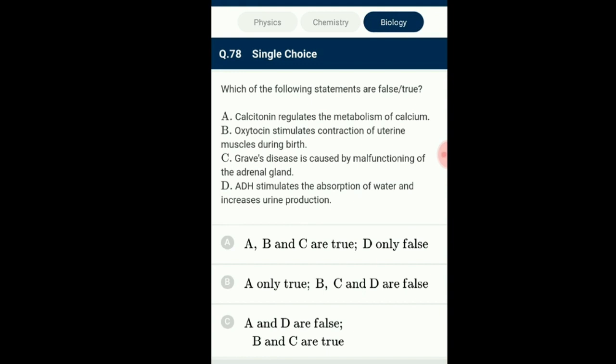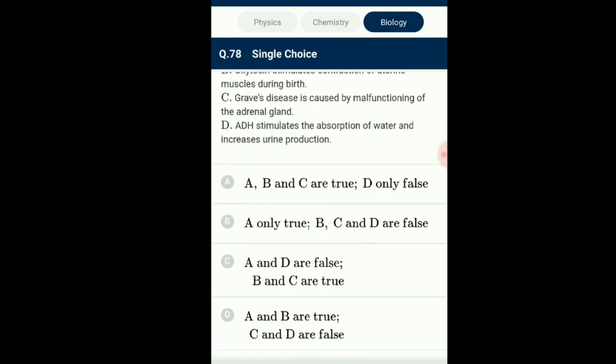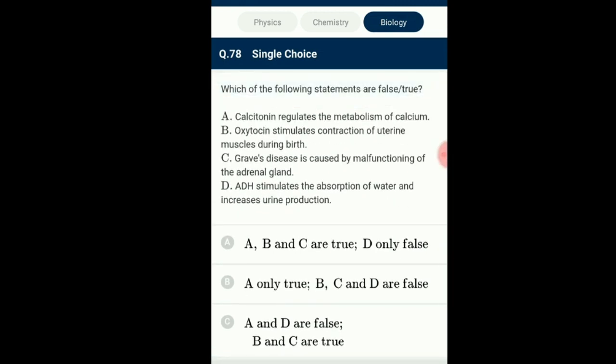Vasopressin, or antidiuretic hormone, generally called ADH, is released by the posterior pituitary and stimulates water reabsorption in the distal convoluted tubules and collecting duct of the nephron, thereby increasing the concentration of urine. This hormone prevents dehydration and reduces urine production. Graves' disease, generally called hyperthyroidism or overactive thyroid, is an autoimmune disorder believed to be caused by genetic and environmental factors. So the answer for this question is option D. From the given 4 statements, A and B are true, C and D are false.